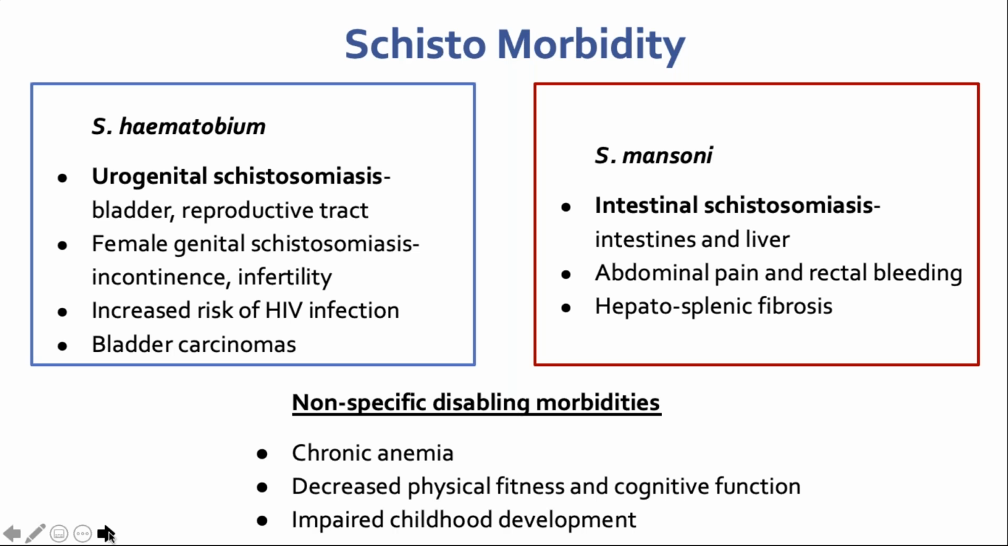Schisto also causes several non-specific disabling morbidities, such as chronic anemia and decreased physical fitness and cognitive function.